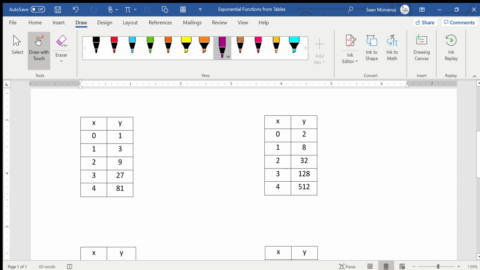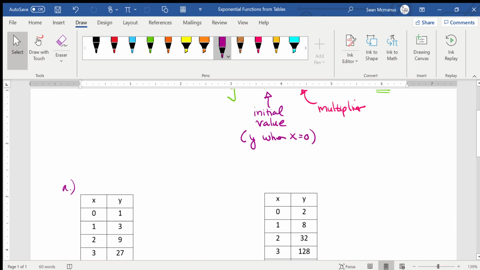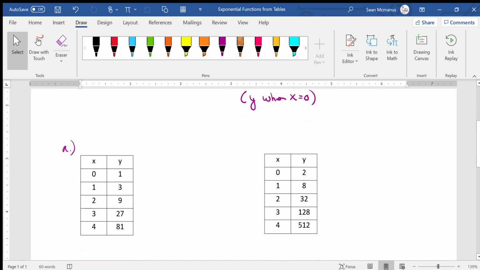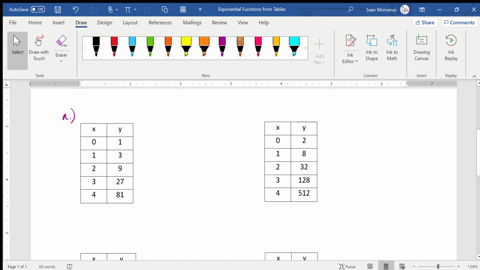So first table here, we'll call it A. We're going to look and see if we can find the initial value, right? So remember our initial value, we said that's the y value you see right there on top when the x is 0. So this is my initial value, right? That's my a. Then we need to look and see what our multiplier is. So we really should check and make sure they're multiplying the same every time.